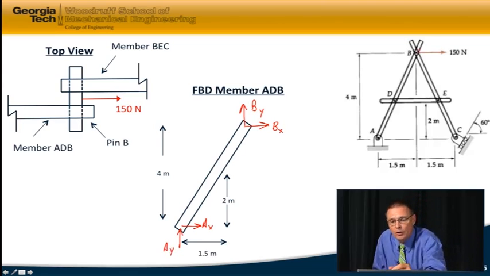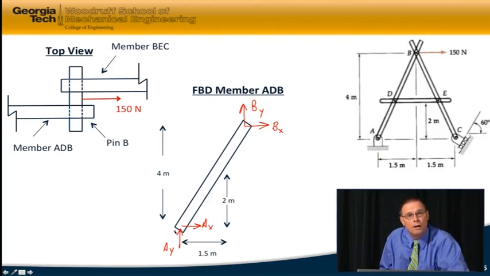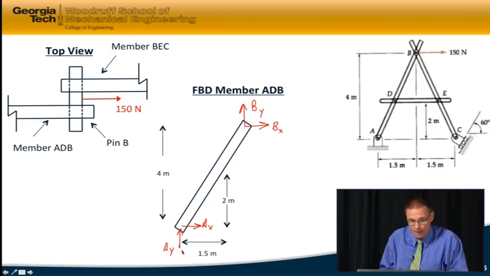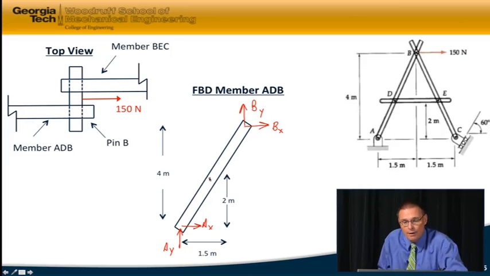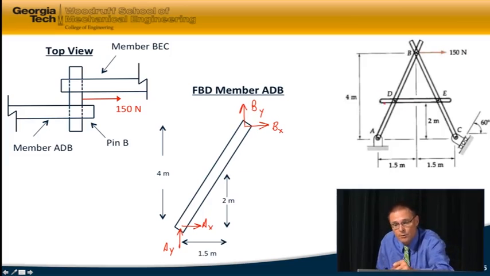If you look at the entire structure, you'll see intuitively that if the 150 Newton force is pulling to the right, that AY should actually be down. I've drawn it up, no problem there. If I end up with a negative number for AY, which we probably should, that'll indeed confirm that the AY force is down. The last force we have on member ADB is from the two-force member DE.